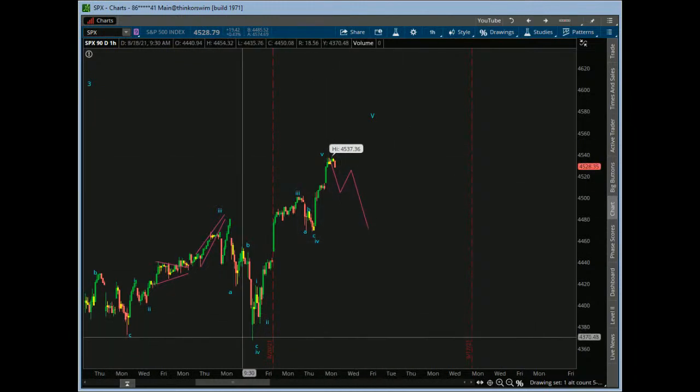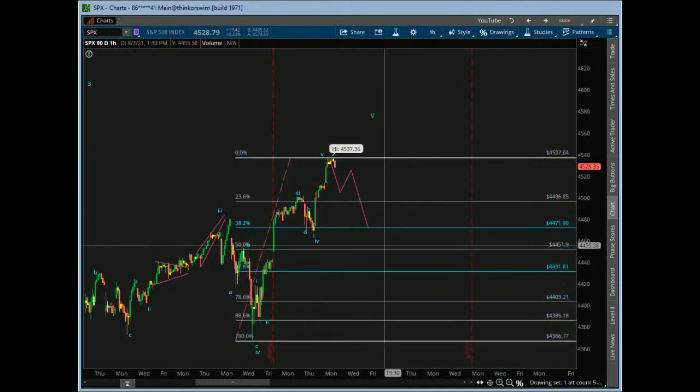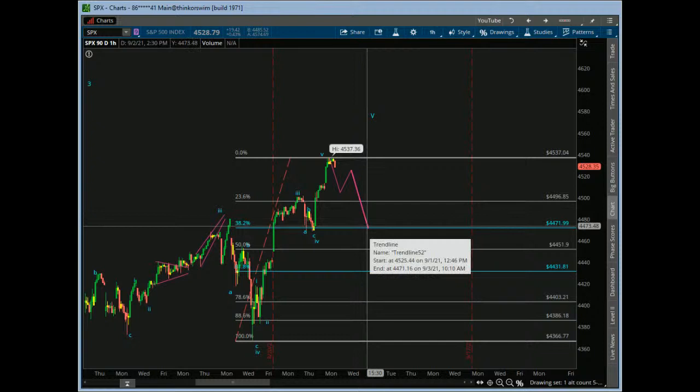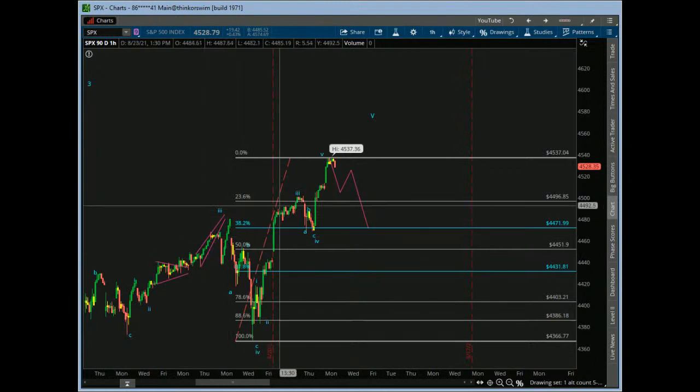So I wouldn't be surprised if we saw a little bit of a move down, a little bit bigger, maybe the 382, which is rare for a wave 2. 618 is very common for a wave 2 pullback. So we could see that. We just have to look at the price action and see how it goes.